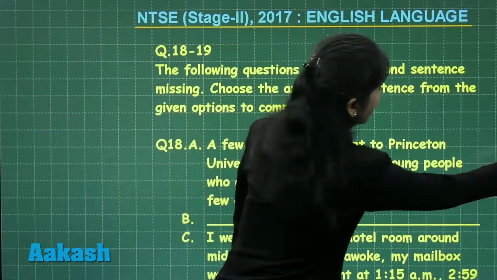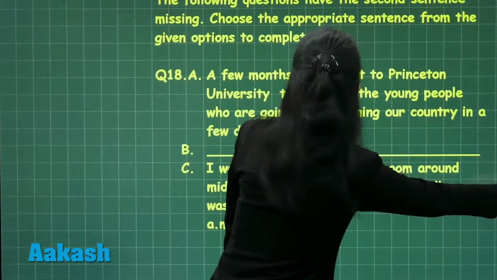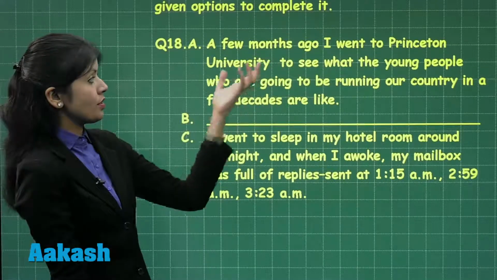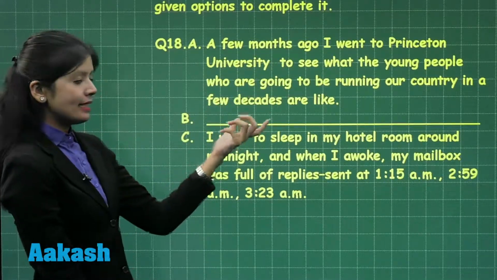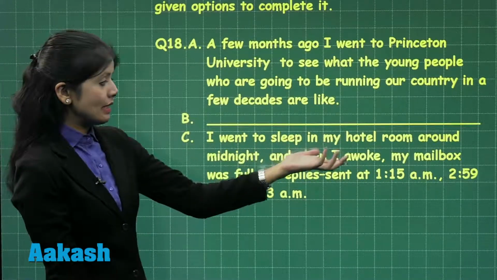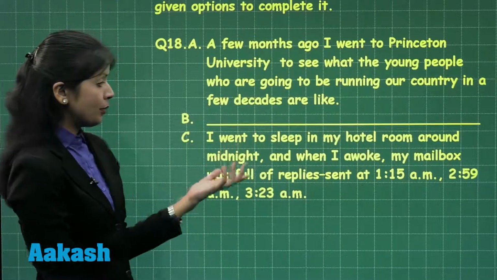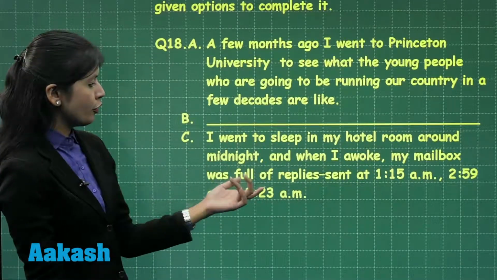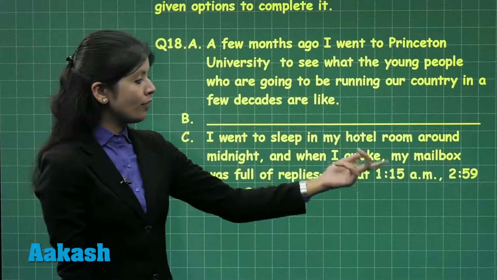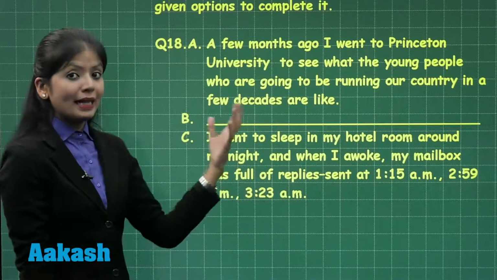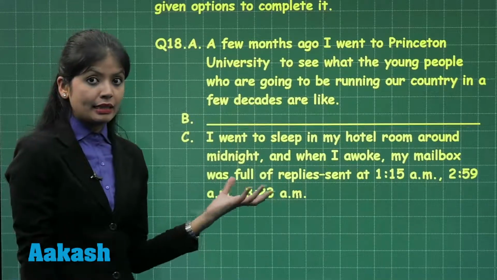Let's look at the first paragraph. The first paragraph begins with someone's experience of visiting Princeton University. The second sentence is missing, and the last sentence talks about how when he went to sleep in his hotel room around midnight, and when he awoke, his mailbox was full of replies sent at 1:15 am, 2:59 am and 3:23 am. By he we mean the author who is writing the passage.